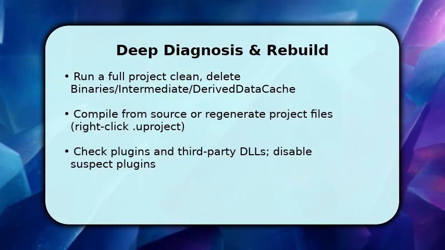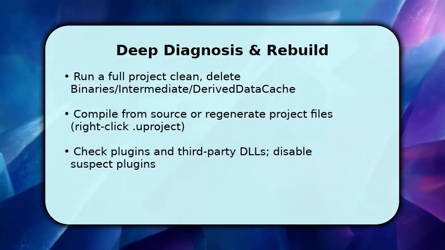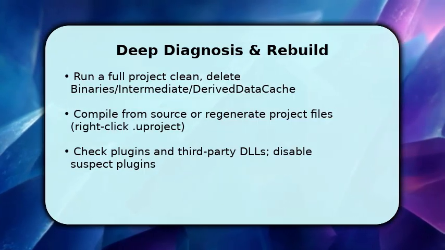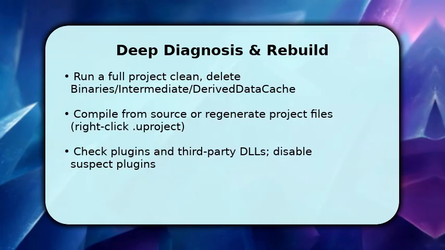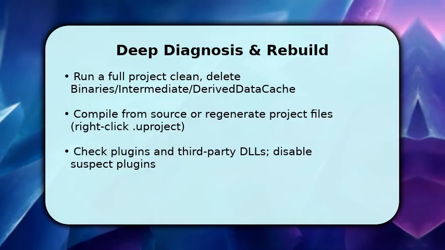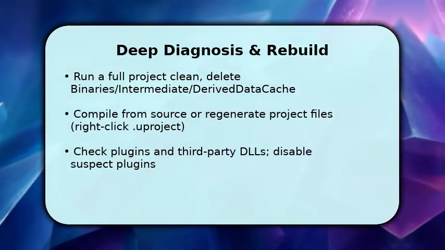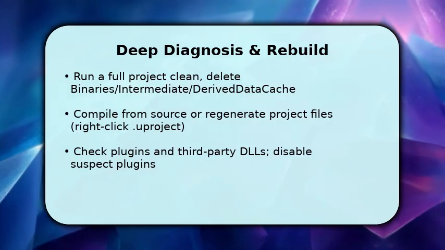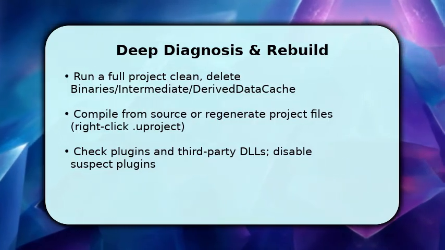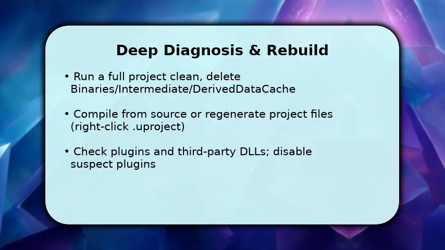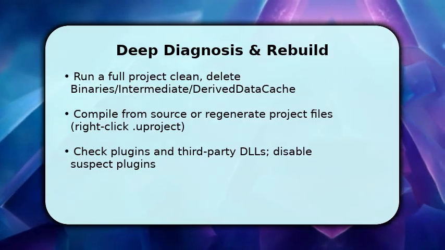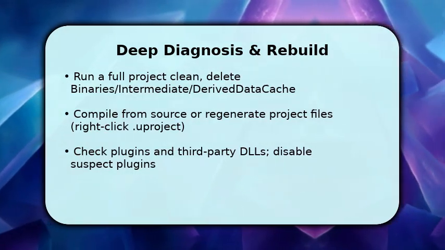Delete binaries, intermediate, and derived data cache, then regenerate project files using the Unreal project context menu or the Unreal Build Tool. If you have source engine, compile in Visual Studio and watch for compile time errors that point to missing APIs. Disable non-essential plugins and third-party DLLs because incompatible plugins frequently cause fatal crashes.